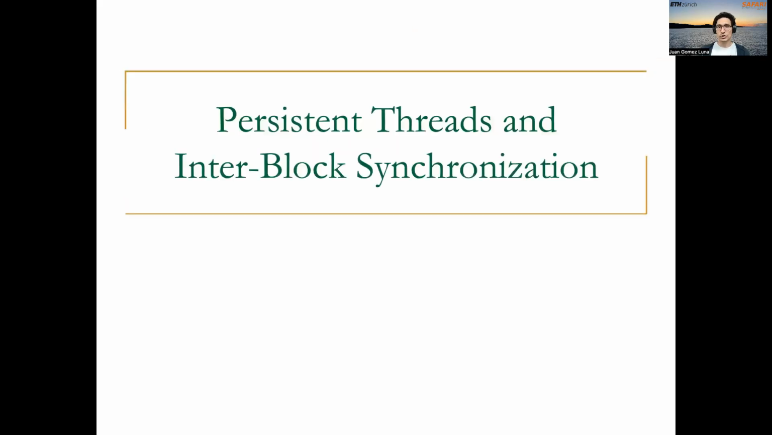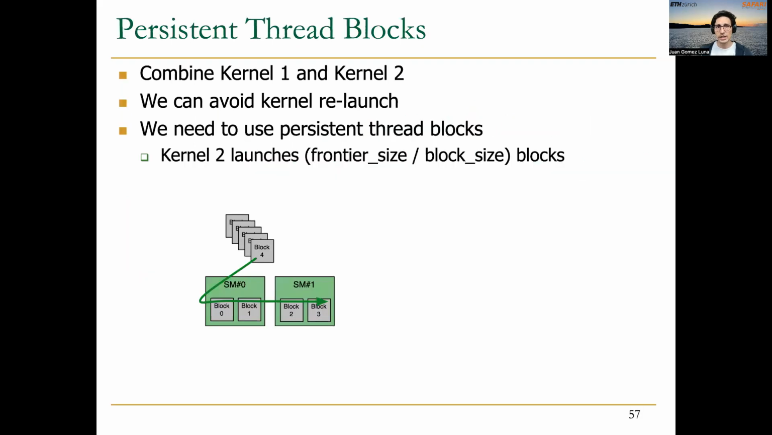And the last solution is to use persistent threads and interblock synchronization. In this case, it's like combining kernel 1 and kernel 2. We are going to avoid the kernel relaunch by doing global synchronization that we are not covering in detail in this lecture, but you can learn about it in the longer version of this lecture that I will share in one of the final slides.